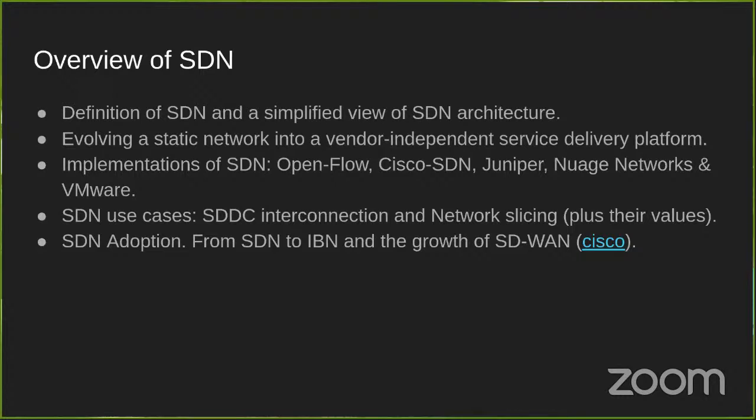Some of the use cases of SDN include SDDC interconnection, which is software-defined data center interconnection. Mainly, this means you can deploy your data center on-premise and have devices in the cloud, and both of them can communicate as if they're in the same network domain. That is one of the benefits that SDN introduced. We also have the concept of network slicing.